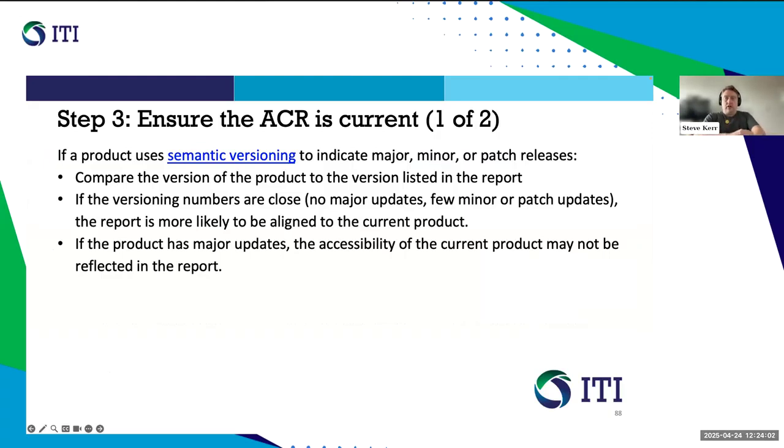Step 3, ensure the ACR is current. Often an ACR is scoped to a particular semantic version or versions of a product. If a product uses semantic versioning, make sure that the ACR that you're analyzing is reasonably close to the current version of the product, at least in terms of the major release number, to the version of the product that you're looking to purchase. If this isn't the case, the ACR might not reflect the accessibility correctly for what you're analyzing for purchase.